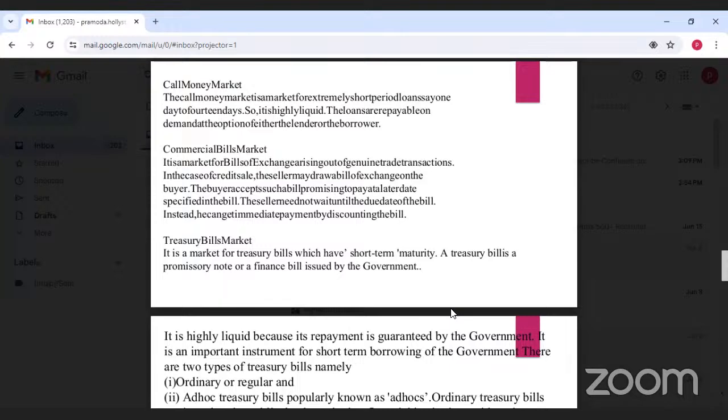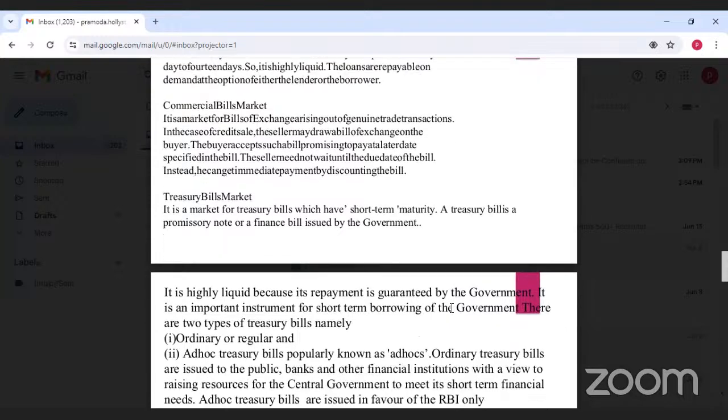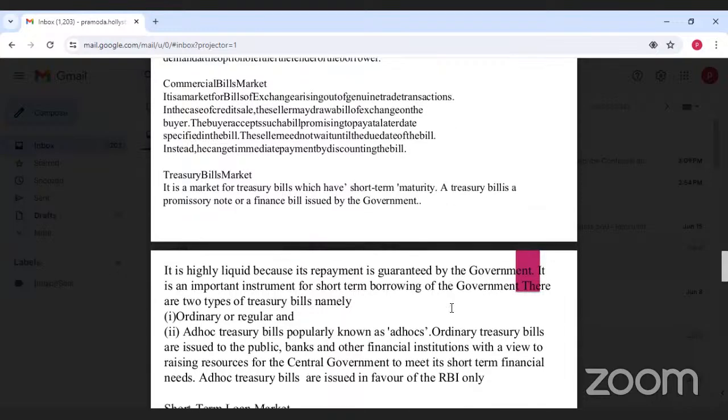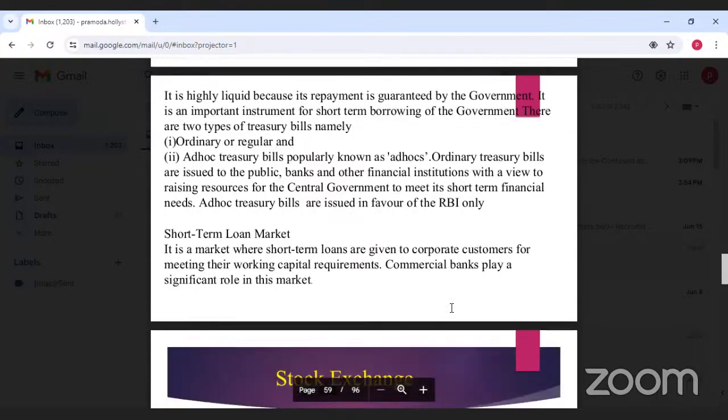Now, the advantage that you derive with treasury bills is you are going to get a good amount of interest on these treasury bills. That means you have deposited your money with the government for 90 days, 180 days like that. So on that, you will generate revenue. This is what you call the treasury bill market.